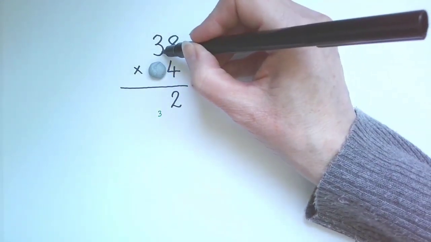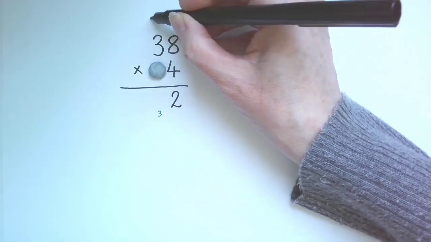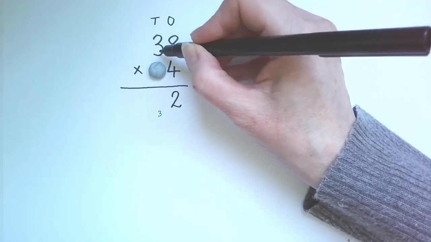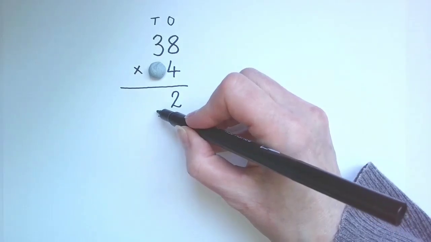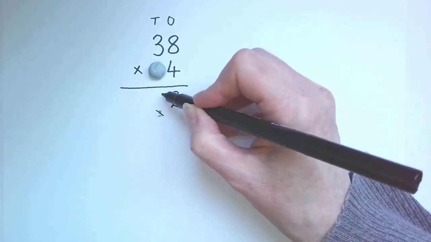And now I need to do 3 times 4. It's in my tens place. I know it's in my tens place. So I can just think about 3 tens. 3 times 4 would be 12. And I've got 3 more to add on to that. So that would be 15.